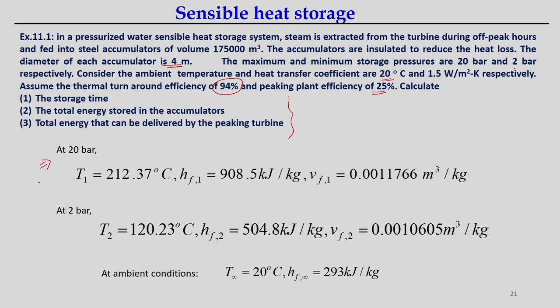At 20 bar, we can take the data from the steam table. T1 is 212.37 degrees Celsius to be precise, and enthalpy at that condition is 908.5 kilojoule per kg, and specific volume is about 0.0011766 cubic meter per kg. And at 2 bar, the saturation temperature is 120.23 degrees Celsius, enthalpy is 504.8 kilojoule per kg, and specific volume is about 0.0010605 cubic meter per kg. And ambient condition is 20 degrees, and hf at that temperature is 293 kilojoule per kg. These are the given data.